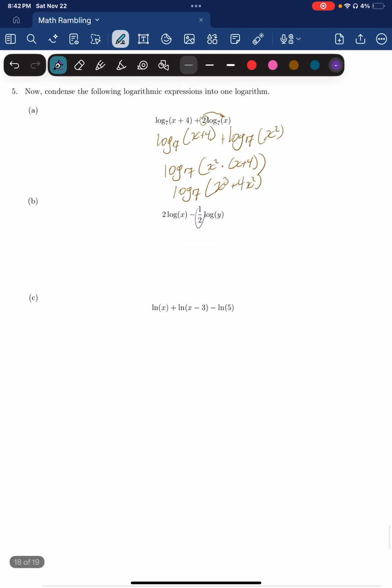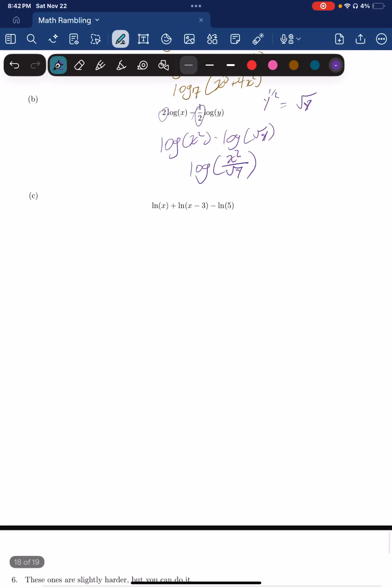Awesome. All right. I'm going to bring these in now to get log of x squared minus log of square root y. And I got square root of y here because y to the 1/2 is the same thing as square root of y. All right. And let's see. So log x squared minus log root y, we can rewrite this as division with x squared over root y.